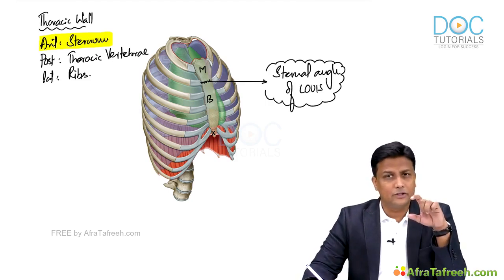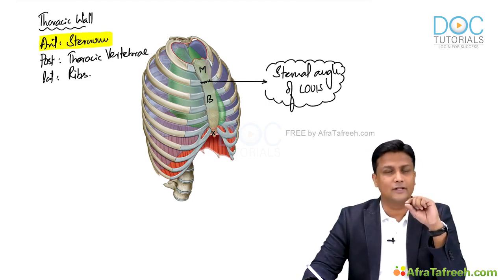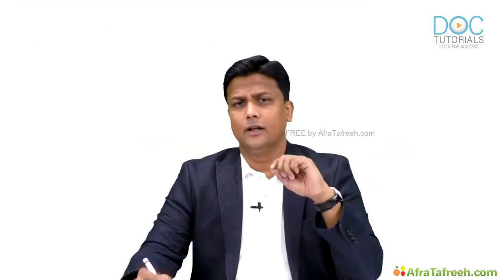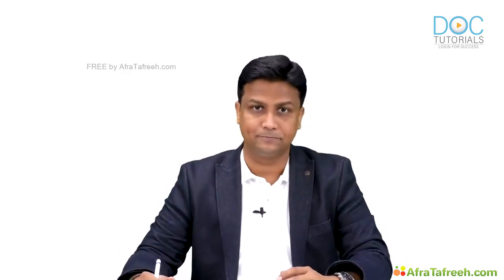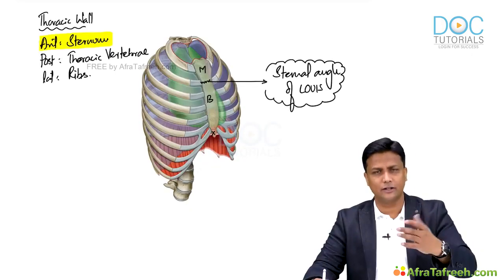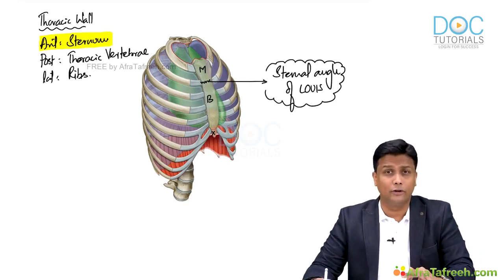So between the manubrium sterni and the body of the sternum, that joint is actually referred to as the sternal angle of Louis. Now from that sternal angle, if you just draw an imaginary line posteriorly, it will go and meet with the lower border of T4. If you draw an imaginary line posteriorly, that will actually go and meet with the lower border of T4.